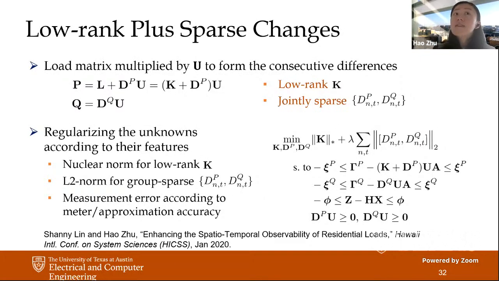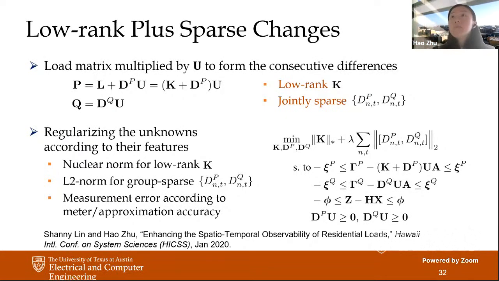One is the nuclear norm for a low rank component, and the other one is what we call the group lasso norm, group L1 norm, for this joint sparse changes of the PQ profile. So using these regularization terms, we are able to address this severely underdetermined system issue.